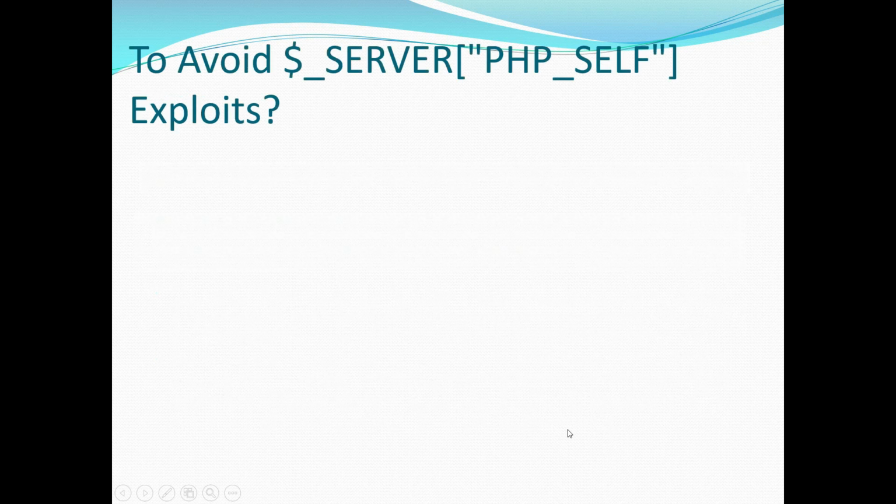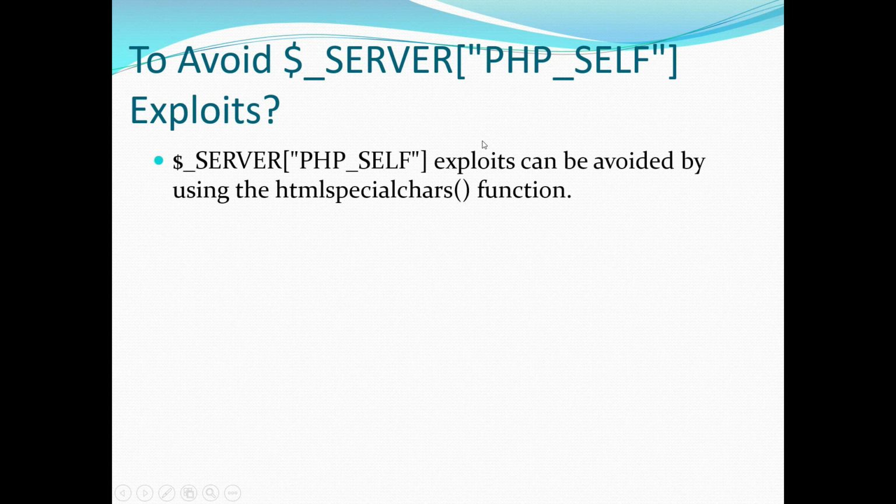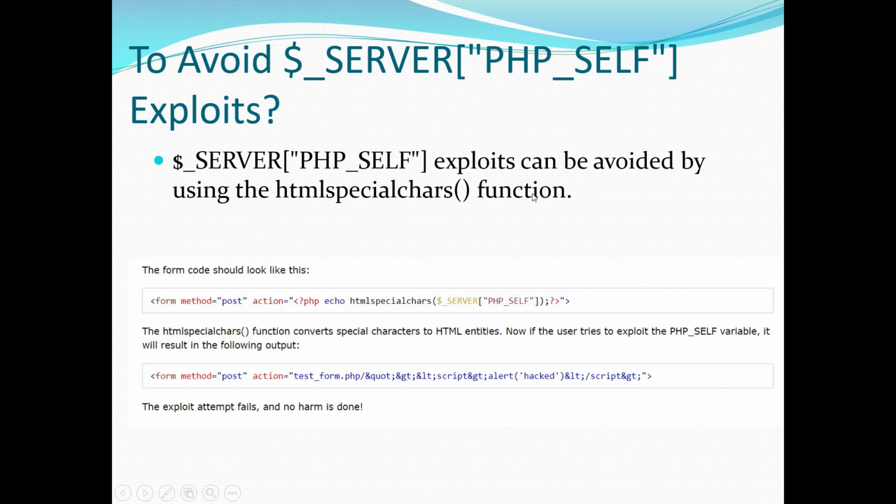Or to hack the user. So how can we avoid this, or how can we secure the PHP self variable? This is very simple. The exploits can be avoided by using the htmlspecialchars function. The form code should be like this: inside the action there is the htmlspecialchars function, and inside its parentheses the PHP self variable is passed. The htmlspecialchars function converts special characters to HTML entities. Now, if the user tries to exploit the PHP self variable, it will result in the following output.